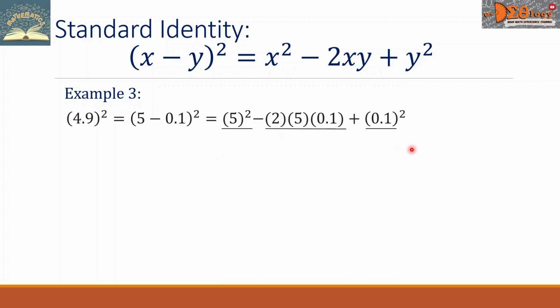Let's simplify the numbers. 5 squared is 25, minus 2 times 5 times 0.1 is 1, then plus the square of 0.1 is 0.01. We can combine the two whole numbers. 25 minus 1 is 24. Then plus 0.01. Finally, the answer is 24.01.